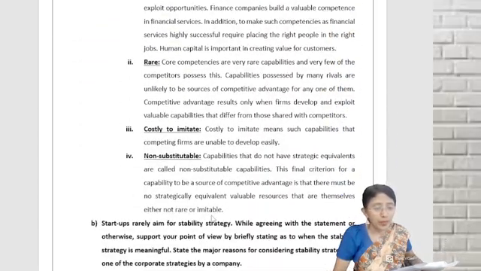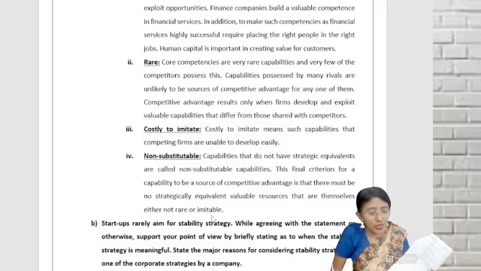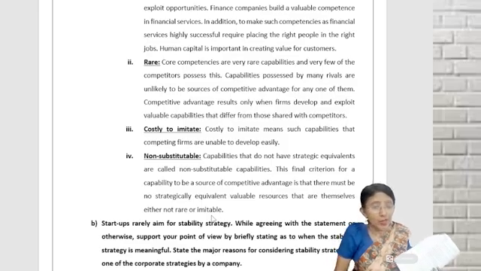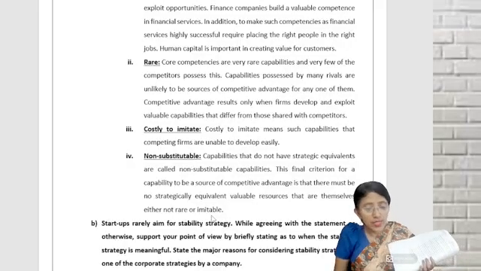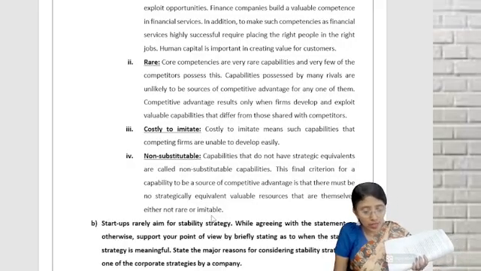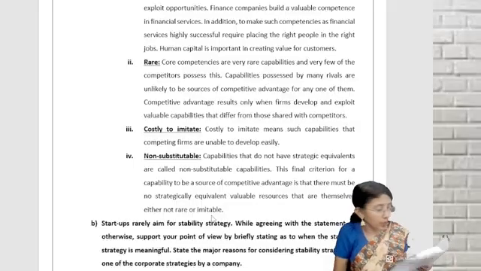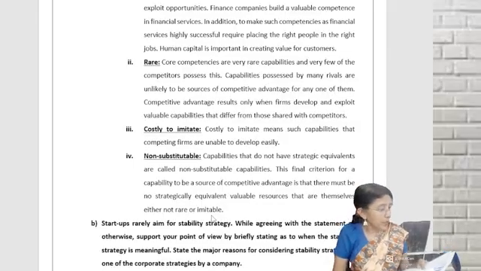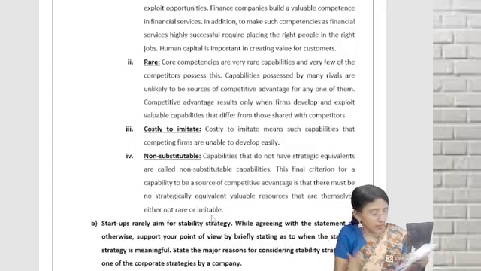Okay. Now see this. Startups rarely aim for stability strategy. While agreeing with the statement or otherwise, support your point of view by briefly stating as to when the stability strategy is meaningful. State the major reasons for considering stability strategy as one of the corporate strategies by the company. Okay, so this is one theoretical answer you have to write.